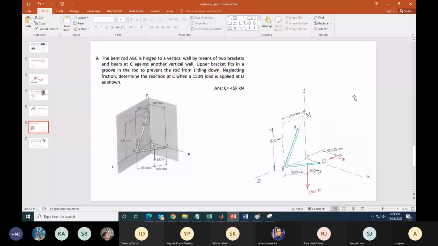Excuse me, sir. Sir, won't there be two components of force at C? No, it is perpendicular to the wall because it's frictionless. This C is perpendicular to the wall. XYZ is defined in terms of the wall. If you define a coordinate axis system in terms of line BC, then you will get two components.